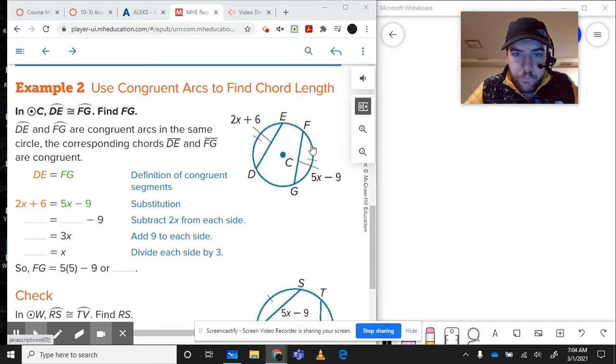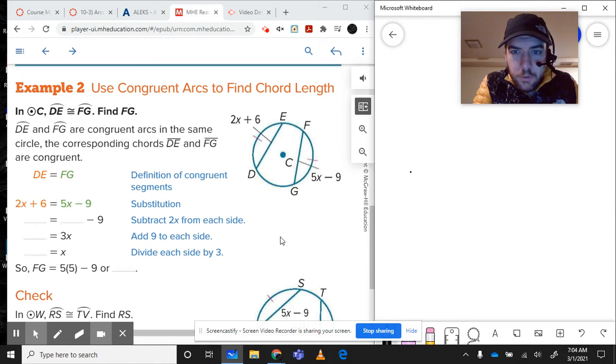So here and here, these two marked with the little red congruency symbols are congruent arcs in the same circle. The corresponding chords DE and FG, so the chords that made those arcs, are going to be congruent as well, right? You can't have the arcs being congruent without the chords also being congruent, and vice versa. Like we saw in the last one, if we know the chords were the same, then the arcs are the same. Okay, well, they just want us to solve for x on here. They just want to know what our unknown value is.